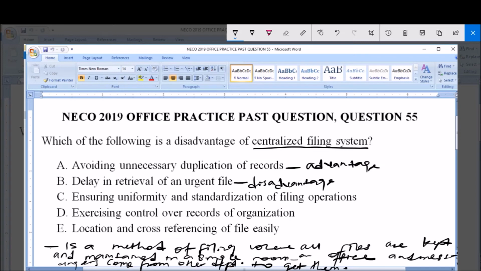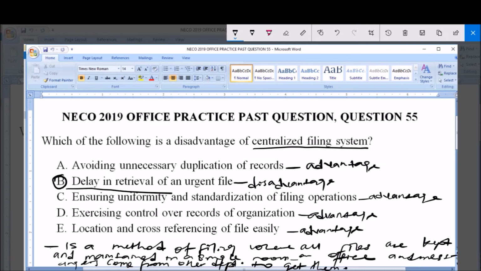Now, C says ensuring uniformity and standardization of file operations. This is an advantage. D, exercising control over records of an organization, is also an advantage. And E says location and cross-referencing of file easily is also an advantage of centralized filing system. So therefore, the answer to this question is option B, which is the disadvantage of centralized filing system, because there's a delay in retrieval of urgent file. So option B is the answer to this question.